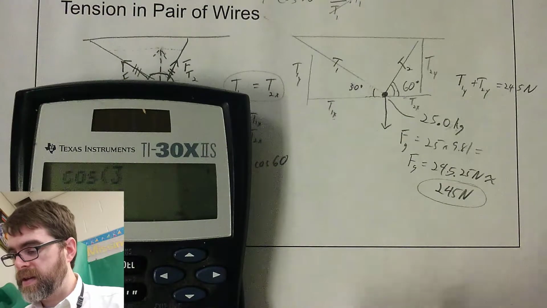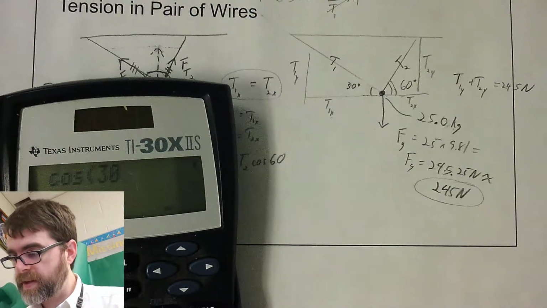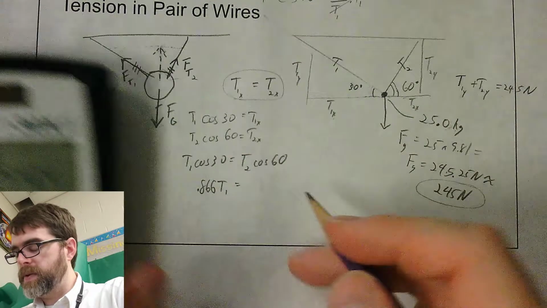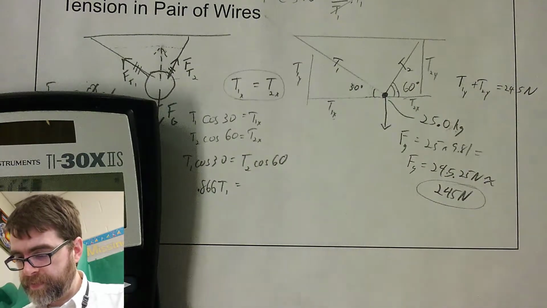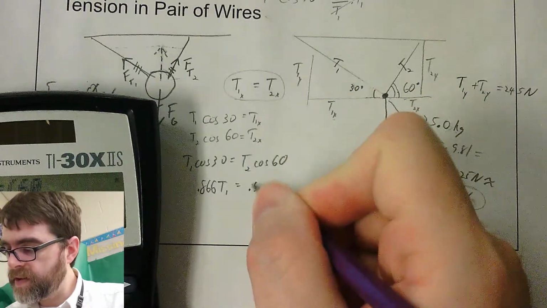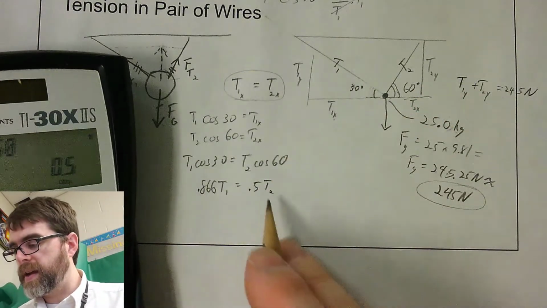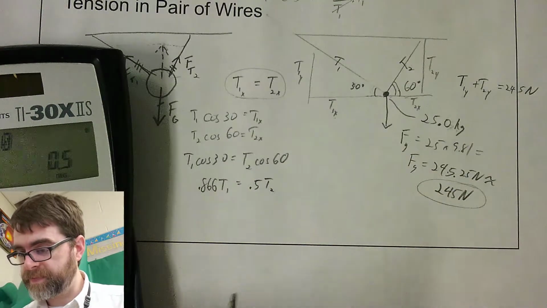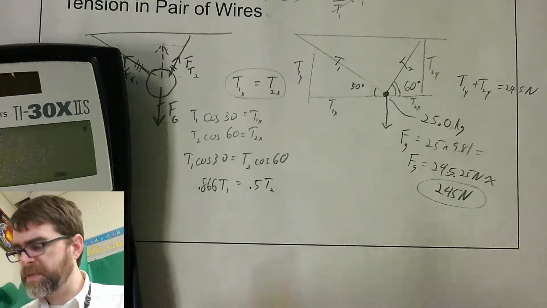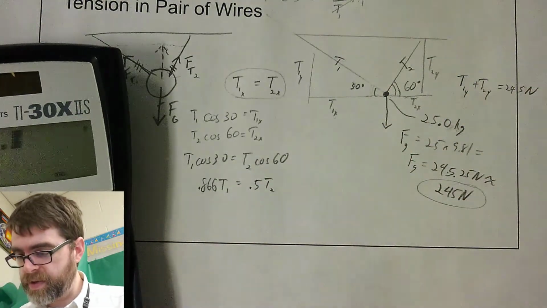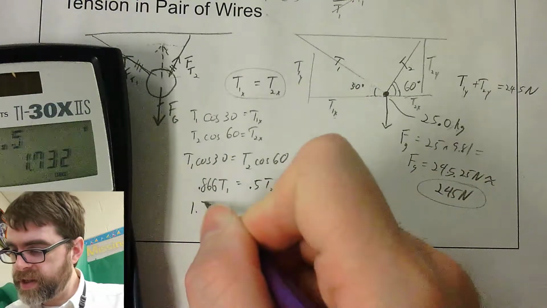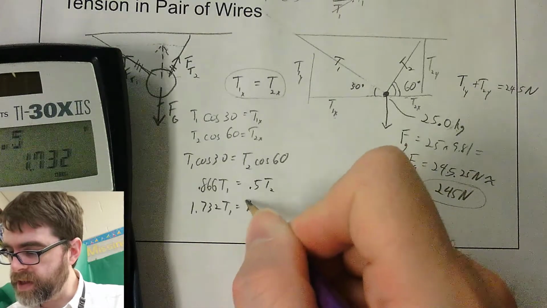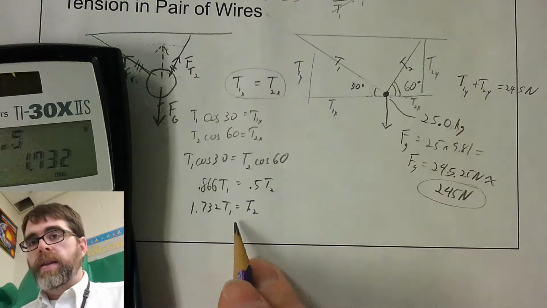So cosine of 30 is 0.866 t1, and that's going to be equal to, that one should be 1/2, 0.5 t2. And so then I can combine my numbers, and I personally prefer to do bigger divided by smaller, so 0.866. I probably should take the time to get the full decimal, but I'm going to shortcut here. And I end up with 1.732 t1 is equal to t2. That's all the further we can go right now.